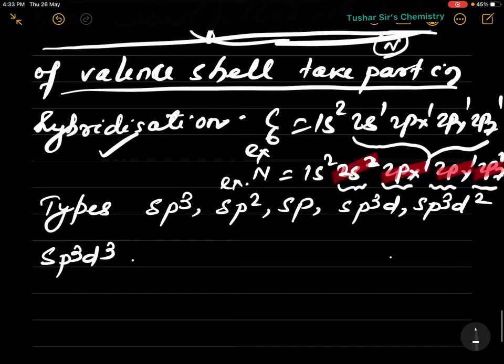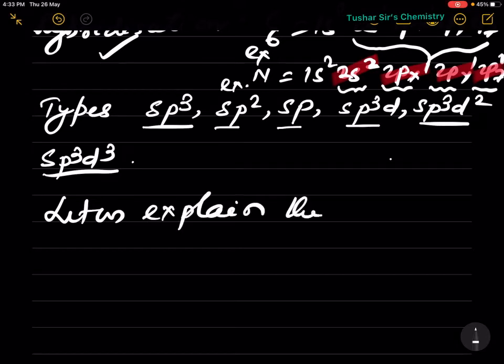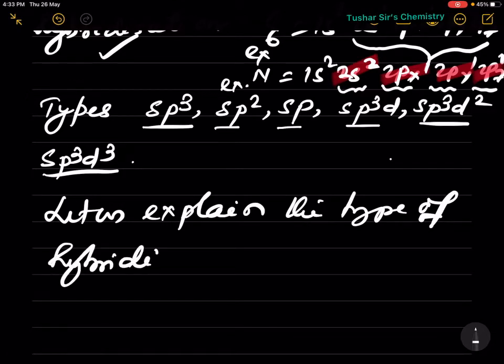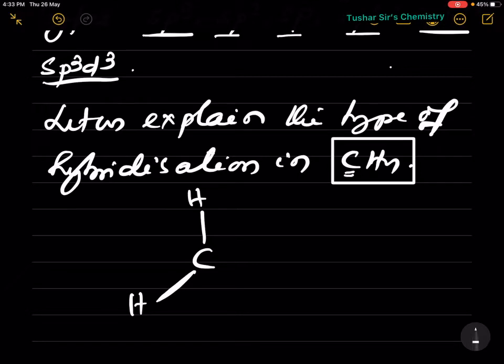Types of hybridization: sp3, sp2, sp, sp3d, sp3d2, sp3d3. Let us explain the type of hybridization in CH4. You see, in CH4, the central carbon gets hybridized. Here you see carbon is at the center and 4 hydrogen atoms are on 4 different sides.